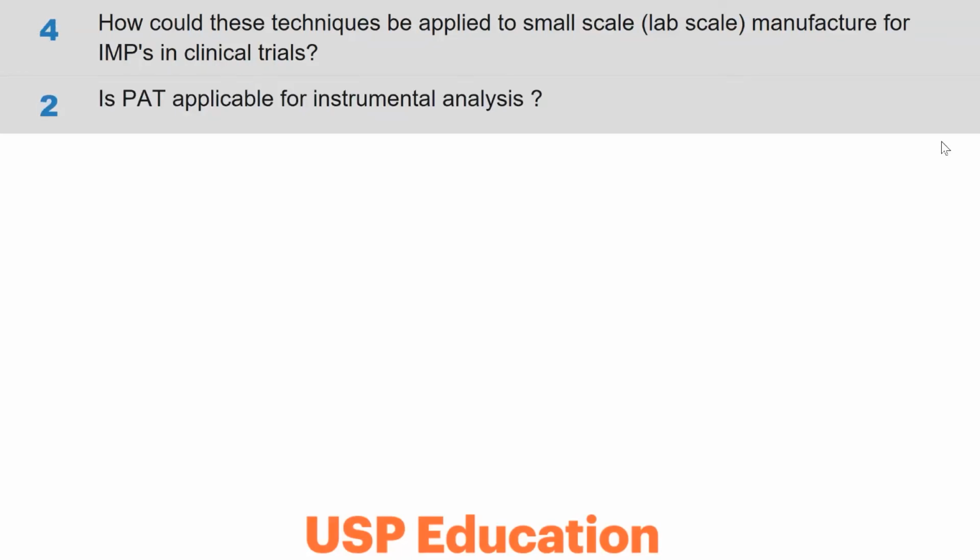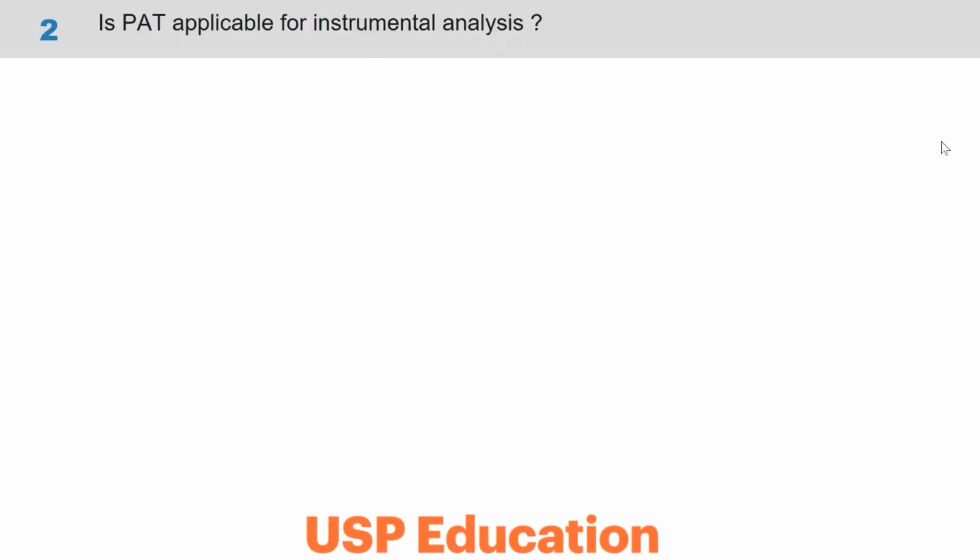And is process analytical technology applicable for instrumental analysis? Process analytical technology needs to be validated against an instrumental method. But once you've done that and you've shown that you've got these two orthogonal methods that both give you the same number, then you can substitute your process analytical technology data for your real-time release data.